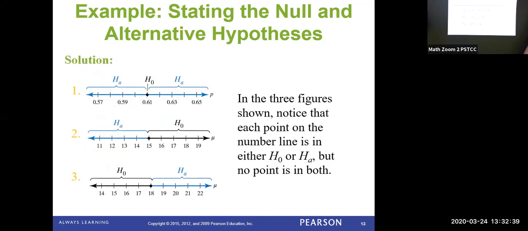Here's a visual representation of the complement. Here, this is where the null hypothesis is equal to, the alternative is not equal to. Here the null is greater than, so the alternative is less than. Here the null is less than, so the alternative is greater than. Notice that you're going to have this kind of border in between, and it can go with either one or the other, but it cannot be in both.